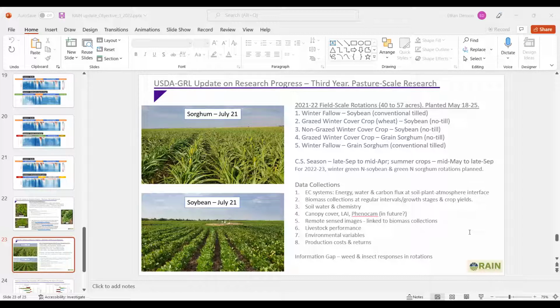Yeah, we've got the system we haven't set up yet, I don't think. We link a lot of our biomass collections to satellite overpasses so we can go up in scale instead of just sticking to pasture. Livestock performance when we graze, again, collecting environmental variables. And since this is production scale, we do have what it costs us to grow it and what we get out of it in terms of returns. So there's an economic component to it too.